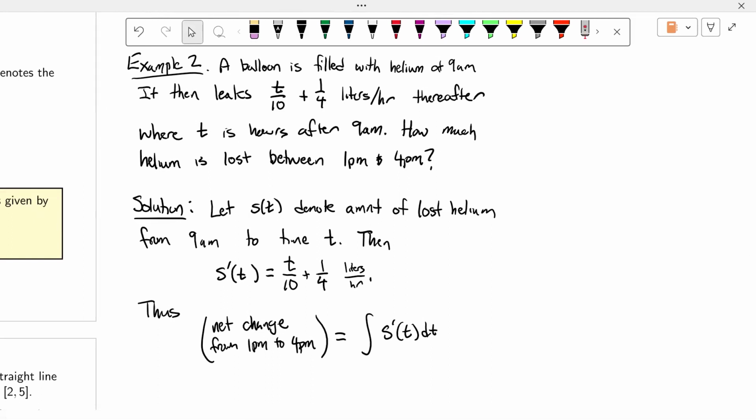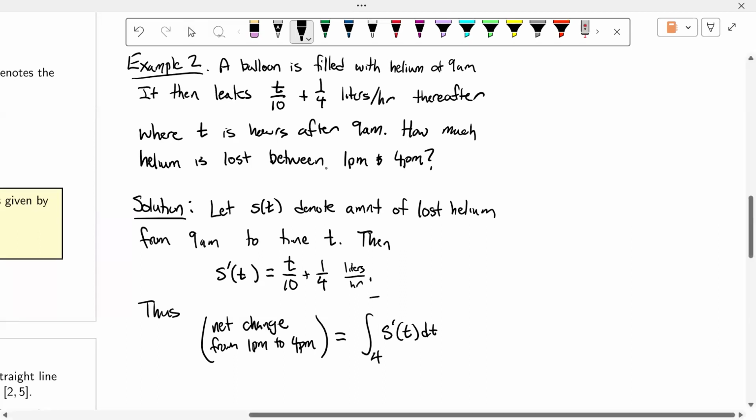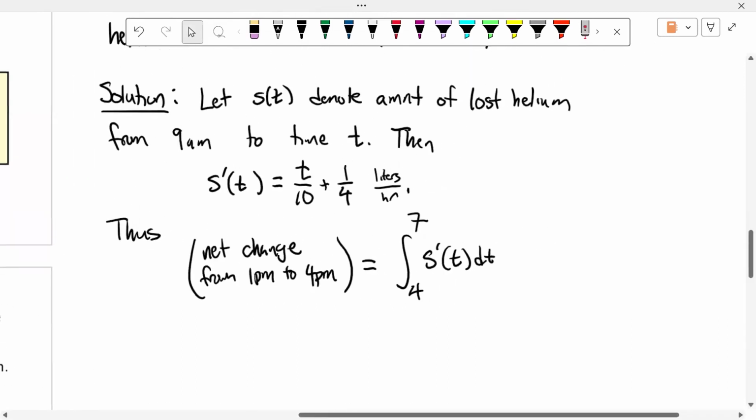We know that. The question, though, is what are our bounds of integration? Must be 4 to 7, hours after. Yeah, it's 4 to 7, not 1 to 4. Remember, t is hours after 9 a.m. So 1 p.m. is 4 hours after 9 a.m., and 4 p.m. is 7 hours after 9 a.m. And now I'm prepared. Now I'm able to start computing this problem here.